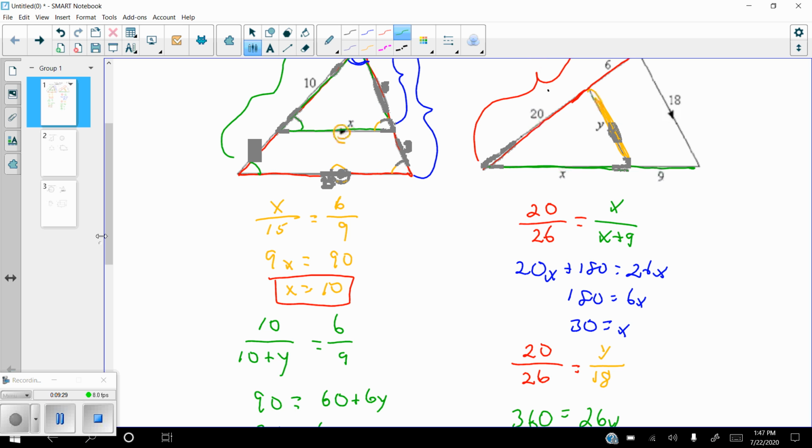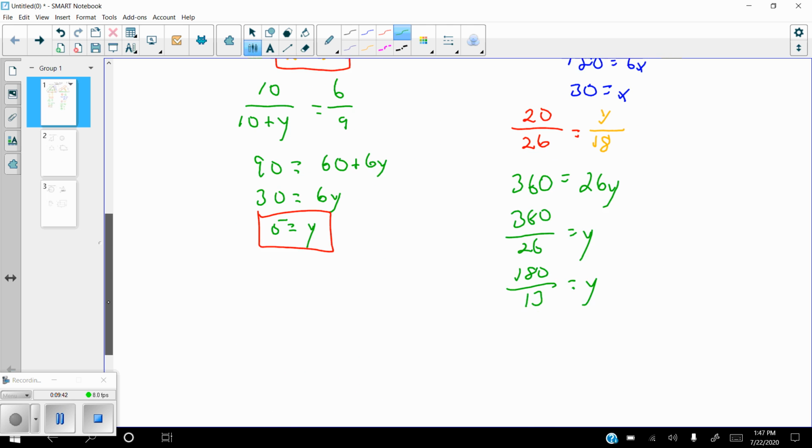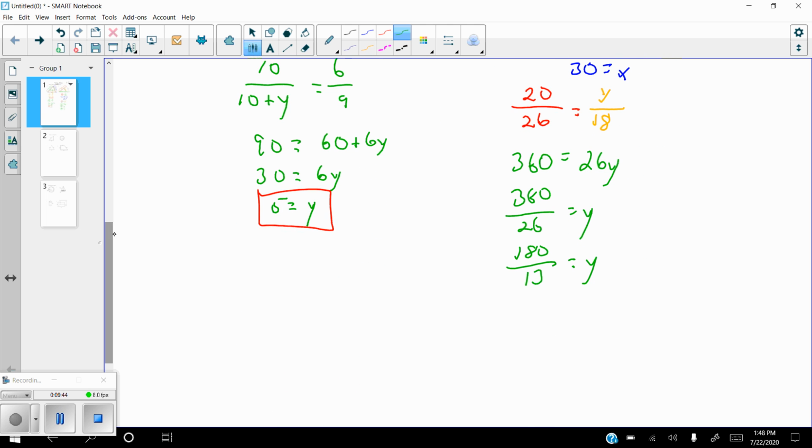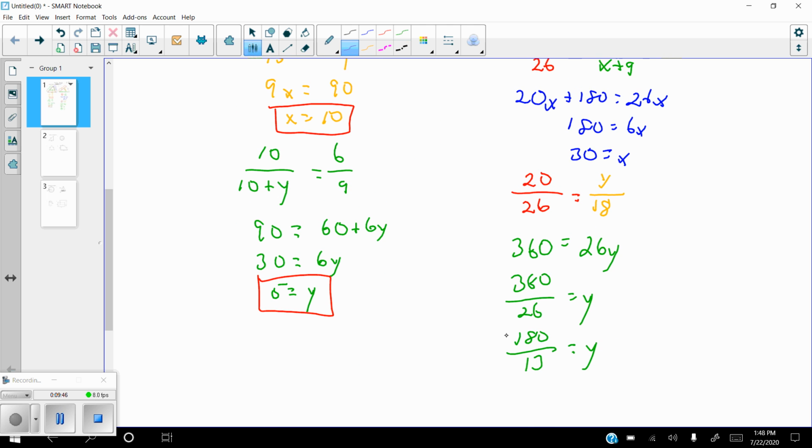So we have 20 over 26. That's the small over the large. Then we're going to have y over 18. That looks good. So 26y equals 18 times 20, yep, 360. Okay, so that's it. Not a pretty answer, but that is our answer. So we've got y equals 180 over 13, and the x value was 30.